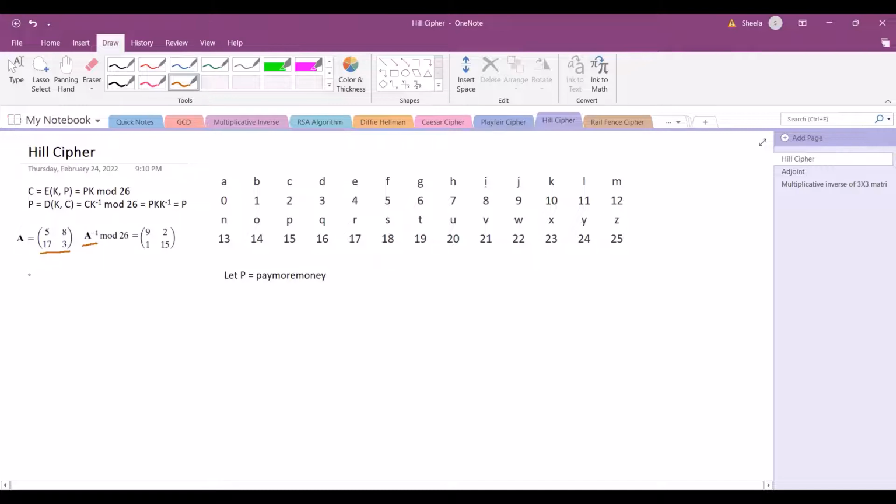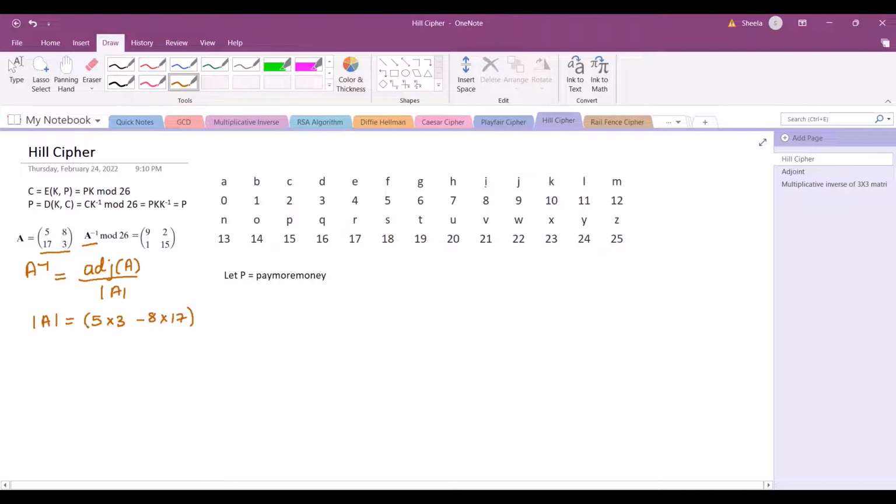We can find the inverse of a matrix by using the formula: adjoint of the given matrix divided by determinant of the given matrix. In the calculator, we can find the determinant using the matrix operation. Here, since this is a simple 2 cross 2 matrix, I'll just write the determinant of A as 5 into 3 minus 8 into 17.